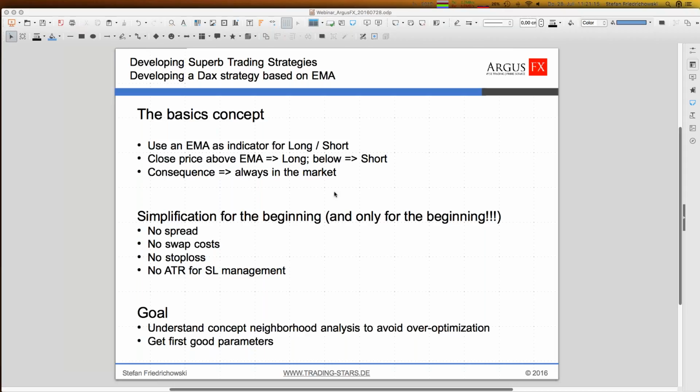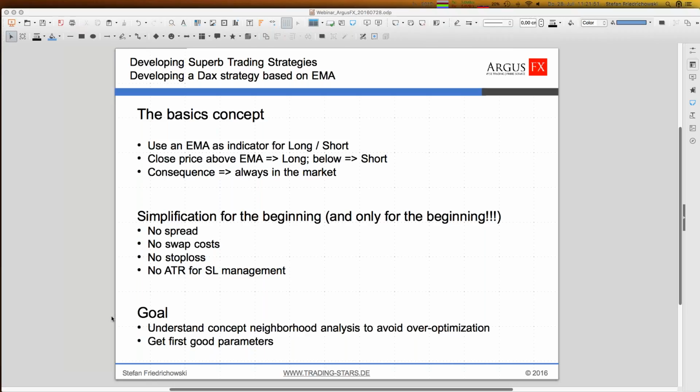I do it only for simplification, and you should know that within the next webinars we will change those assumptions, of course. That means we will then take into account spreads and swaps. We will put a stop loss on every trade, and we will use ATR multipliers for stop loss management. So that is only introductory now.